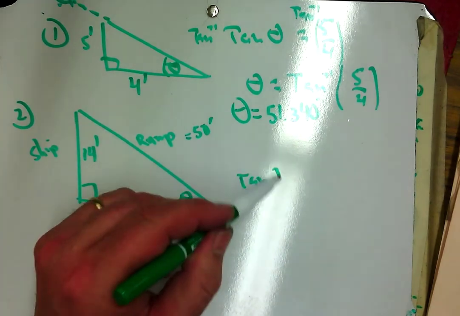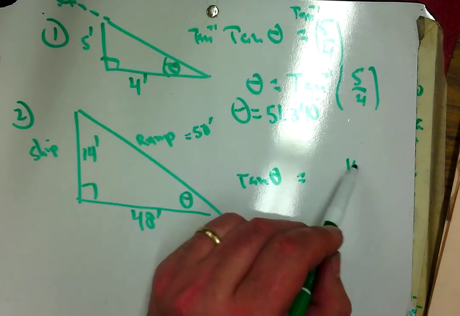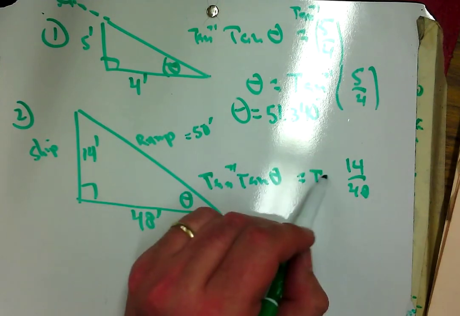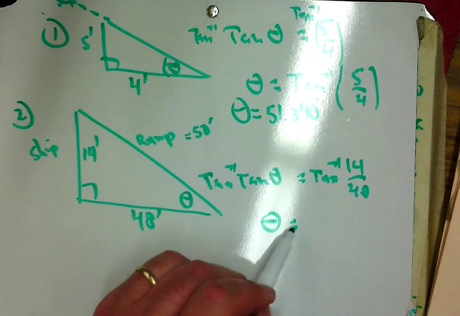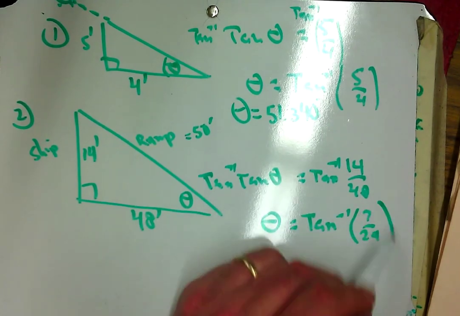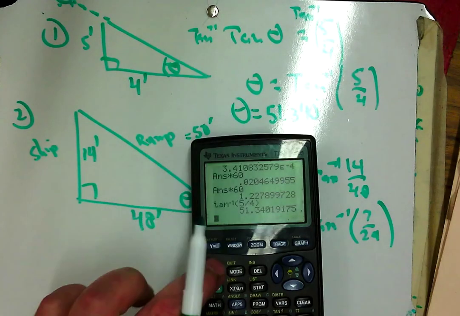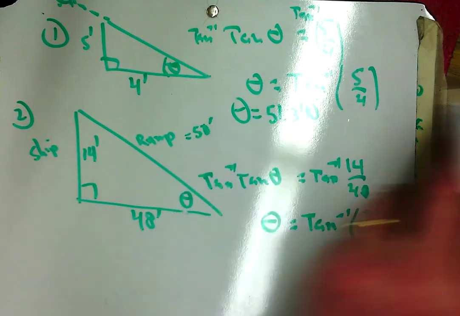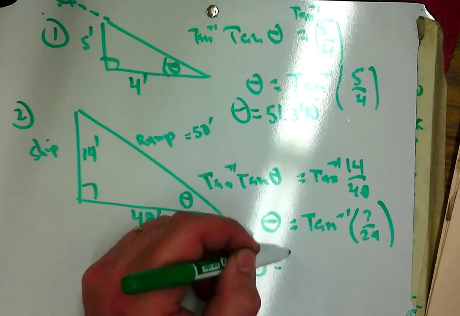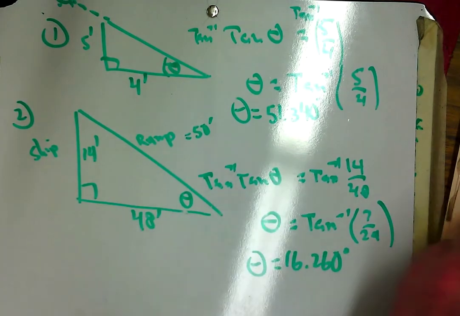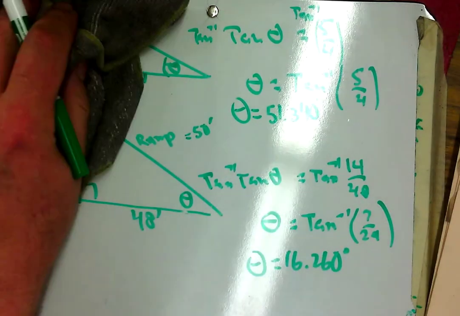What's the angle the ramp makes with the ground? Well, tangent theta equals 14 over 48. If we do the inverse tangent of both sides, we can find theta is the inverse tangent of 7 over 24. Inverse tangent, 7 divided by 24, and we get 16.26. Theta equals 16.260 degrees. That's the angle the ramp makes with the ground, and station number 3 was pretty fast. How about station number 4?